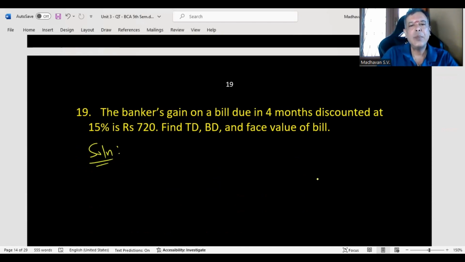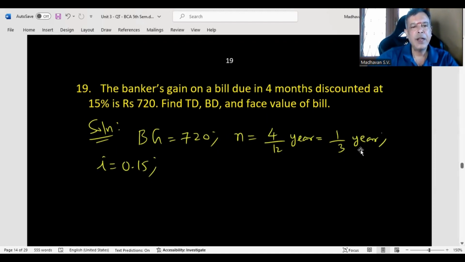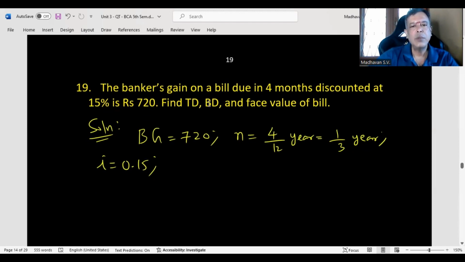The banker's gain on a bill due in 4 months discounted at 15% is 720. Means banker's gain is given as 720. Due in 4 months, which means the period is 4 months. I'll have to convert it into years, so 4 by 12 year, which is nothing but 1/3 of a year. Then discounted at 15%, which means our I is 0.15. So we need to find out the true discount, banker's discount, and the face value of the bill.